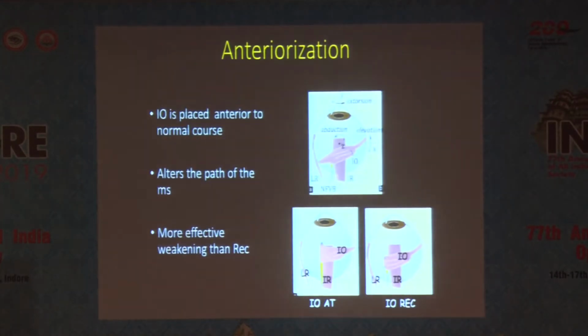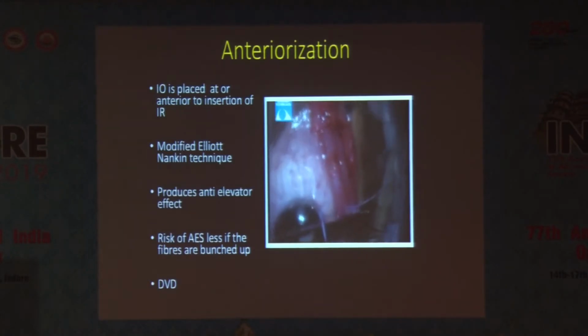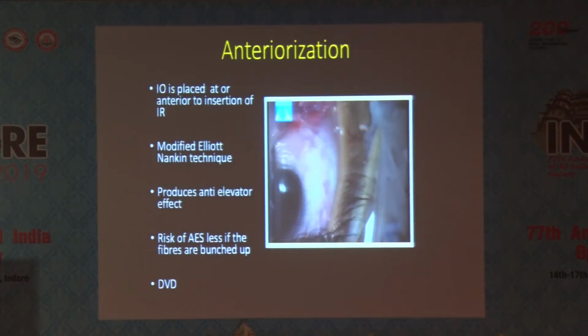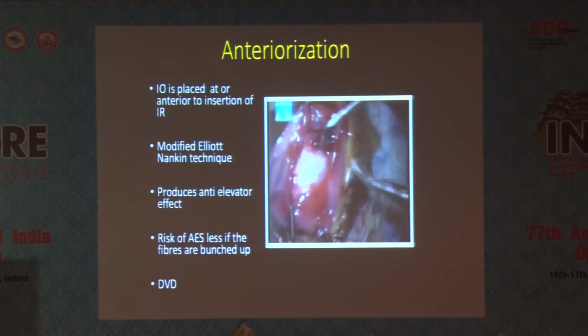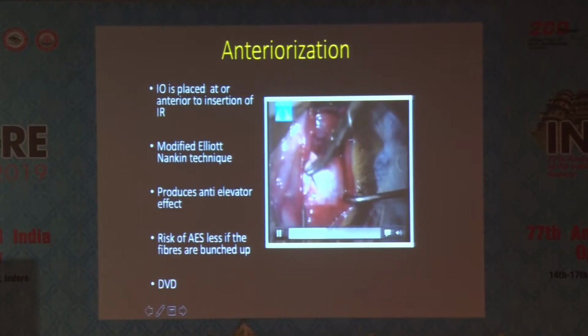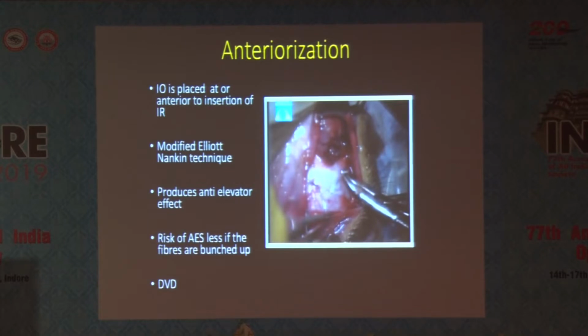Now coming to anteriorization. Like you saw in recession, where we were keeping the fibers in the direction of the muscle, in anteriorization, we keep the fibers anteriorly. We alter the path of the action, and we keep it adjacent to the inferior rectus border. In the same way, you will isolate the inferior oblique, put an interlocking bite suture, and then attach it to the sclera right adjacent to the, see the hook is on the inferior rectus, and you place the suture right adjacent to the inferior rectus muscle. In the modified Elliott-Nankin technique, you place it slightly posterior to the inferior rectus insertion.